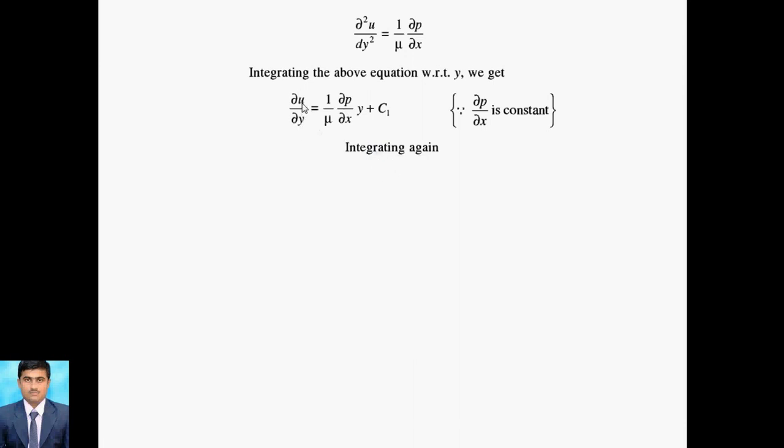∂u/∂y becomes u. So u is equal to 1/μ as it is, ∂p/∂x as it is, y square, because we have to integrate with respect to y, that's why y²/2, plus c1y plus c2. So this is the final equation for finding out the general form of velocity distribution.